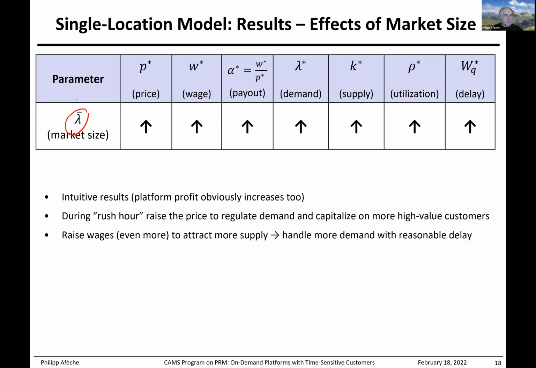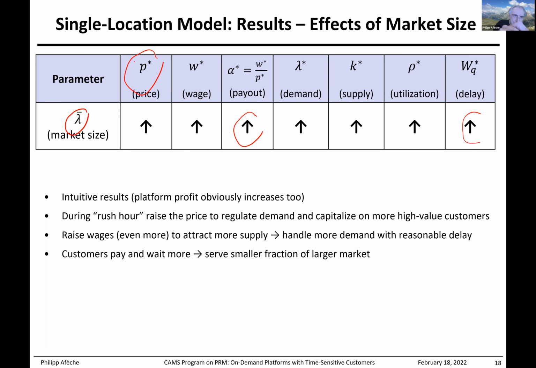It turns out you want to raise the wages even more. Notice that the payout ratio here goes up because you basically want to handle more demand with reasonable delay. So the delay is increasing, but not as much as if you didn't manage to also grow the supply. Notice that the customers pay more, and they wait more. So that really means that you're serving more customers, but it's a smaller fraction of a larger market.